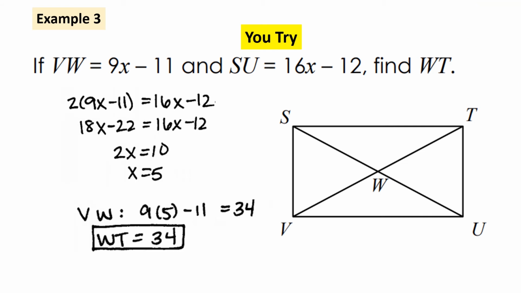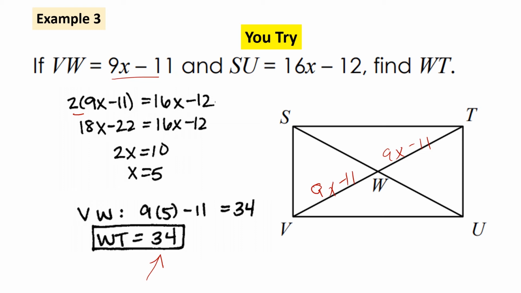Okay, so WT is 34. Hopefully you got it correct. The reason we multiplied by 2 is because we were given VW. VW is 9x minus 11. Therefore, WT would be 9x minus 11. So we would just multiply that by 2.